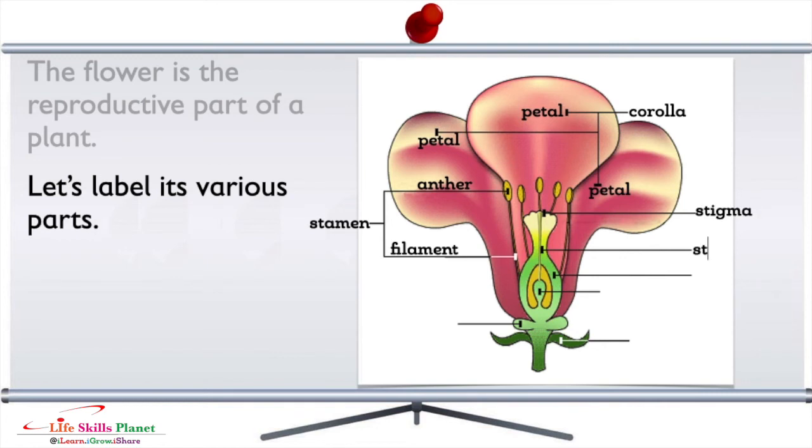The stigma receives pollen from the anthers. The style is the tube that leads to the ovary. The ovary contains the ovules. The nectary is at the base of the flower. It contains nectar, a sweet substance.